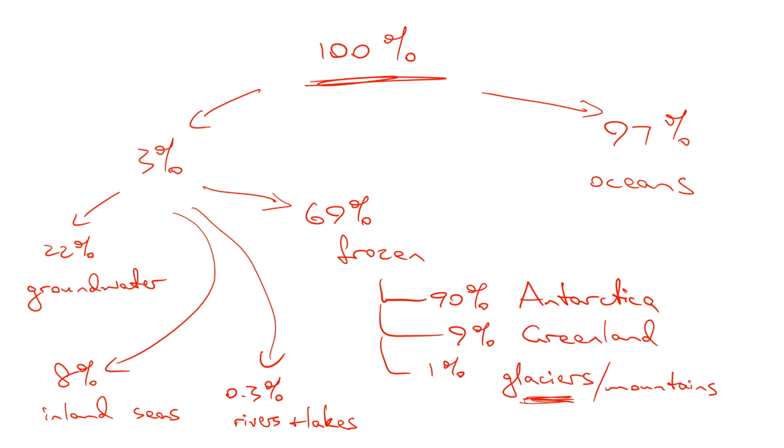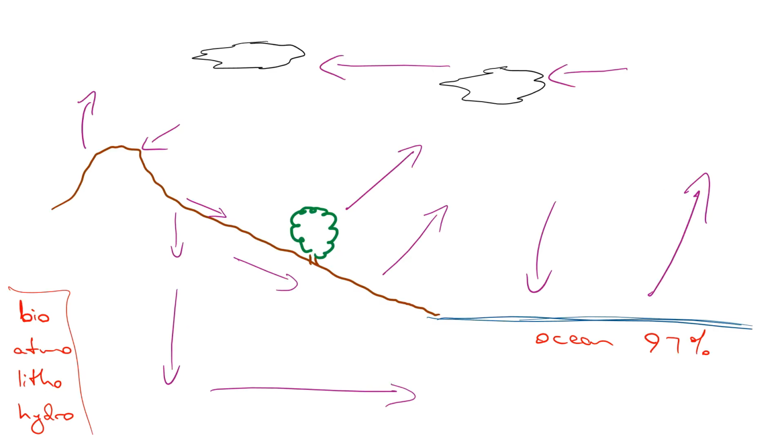So anyway, let's get back to the water cycle. Most of the water on Earth is really in the ocean. Okay, so 97%. How do we get it into the atmosphere?